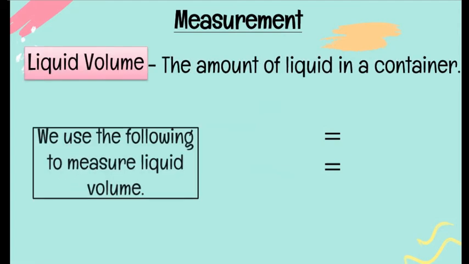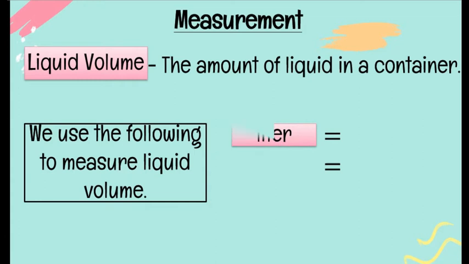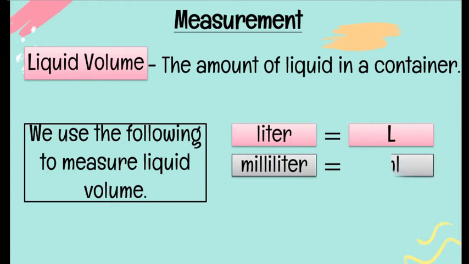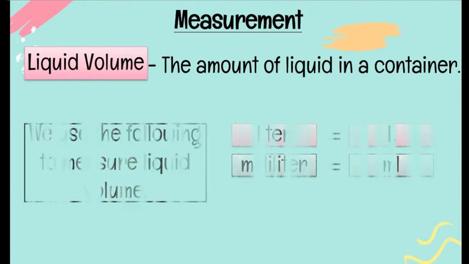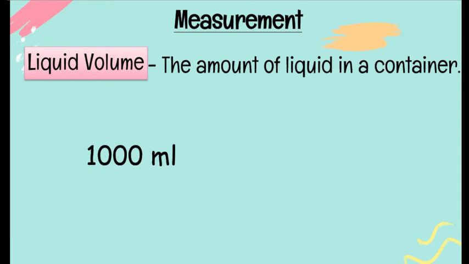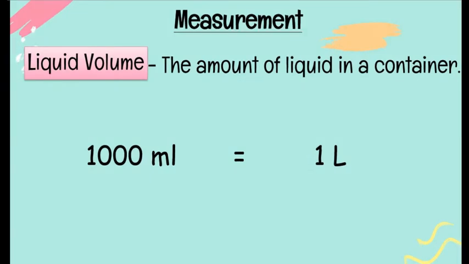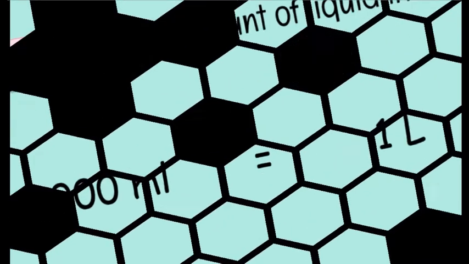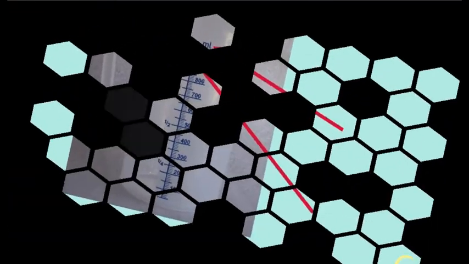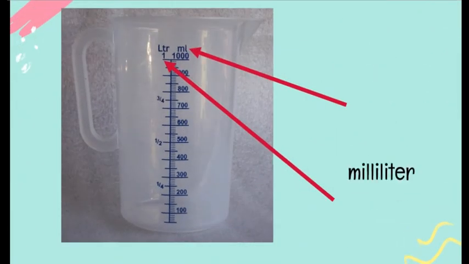Liquid volume, the amount of liquid in a container. We use the following to measure liquid volume: liter or L, milliliter or ml. 1000 ml is equal to 1 liter. Here is an example of a tool used for measuring liter and milliliter.